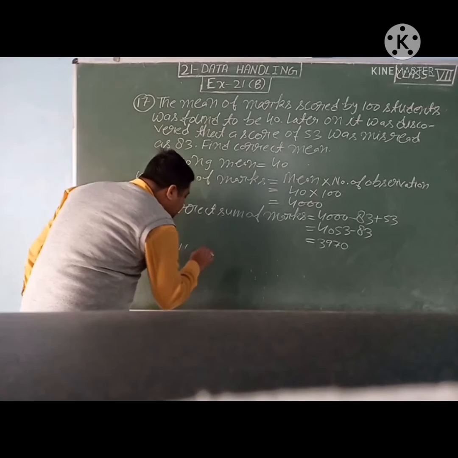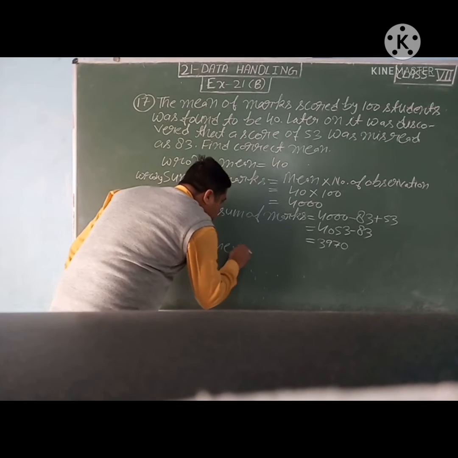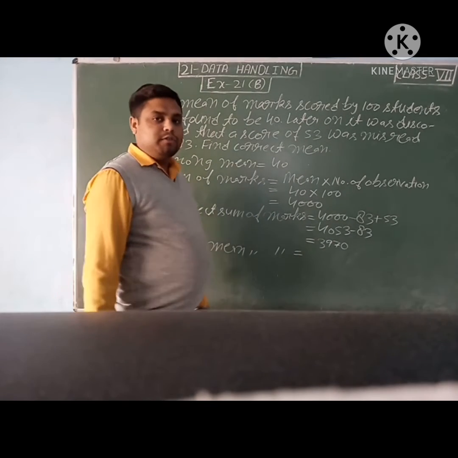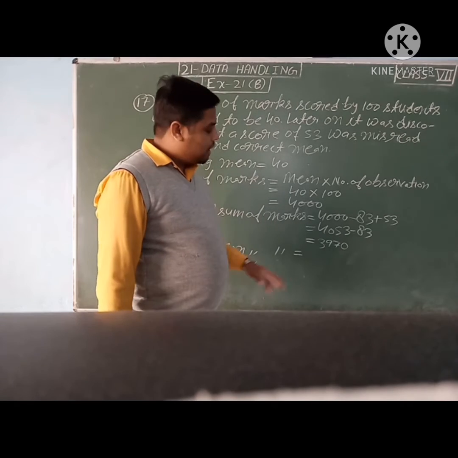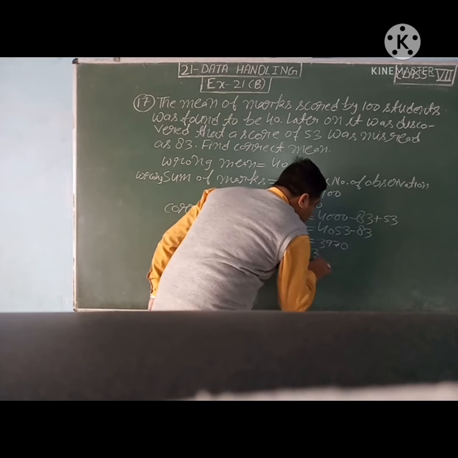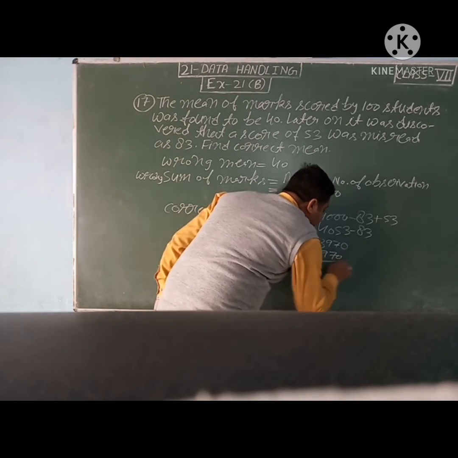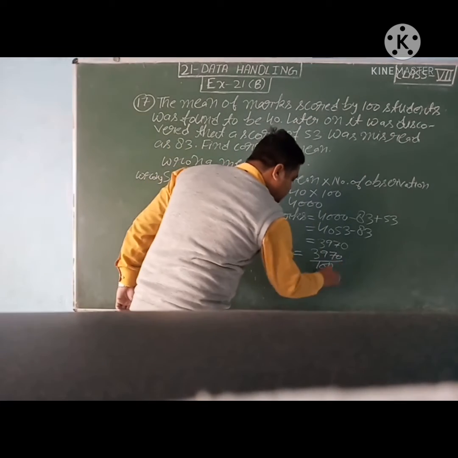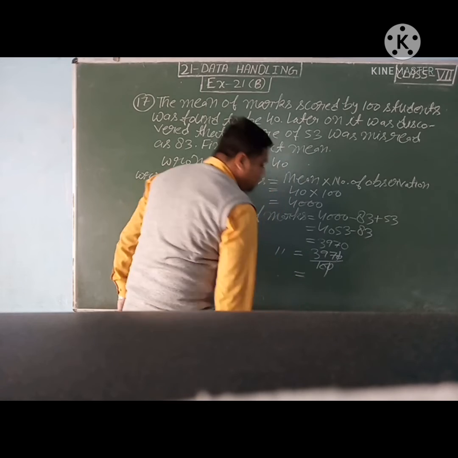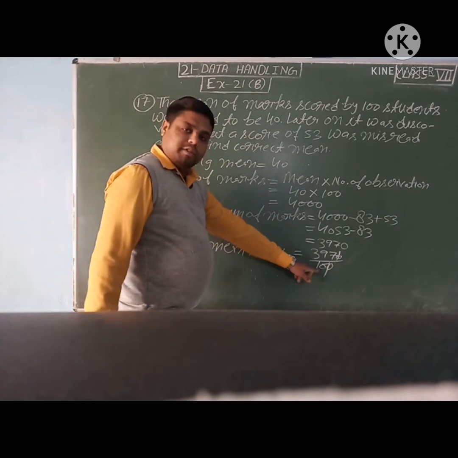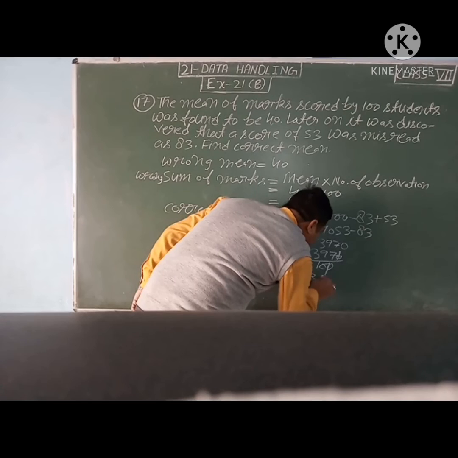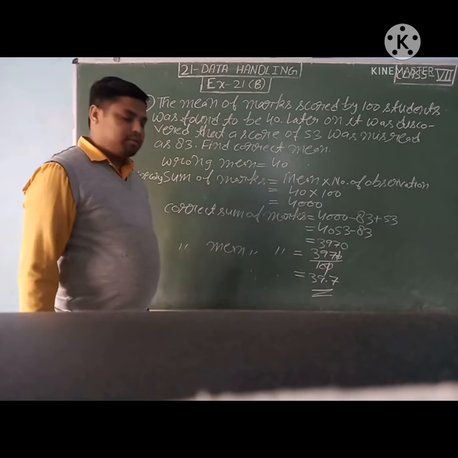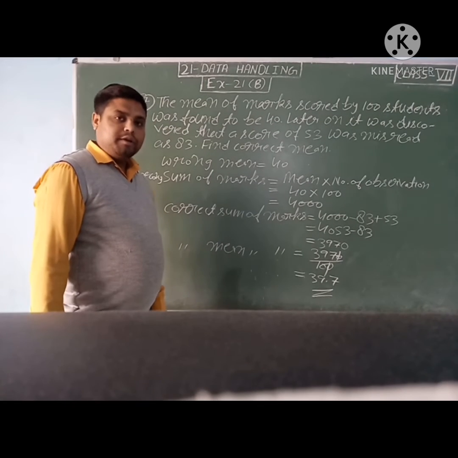Now the correct mean of marks is equal to, formula is sum of observations upon number of observations. Now the sum is coming 3970 upon number of observations 100. So after solving this, 0 and 0 cancel. The decimal will come after one place because here is 10. So 39.7. So students, the correct mean of marks is coming 39.7.